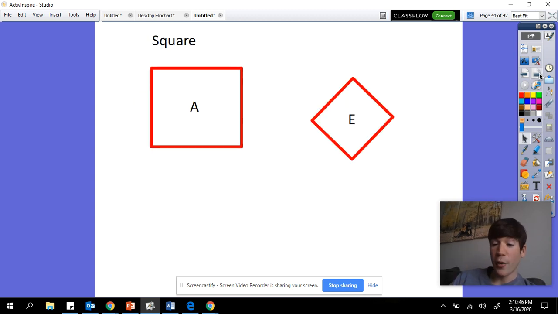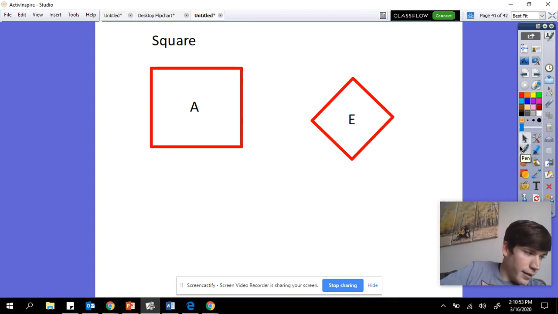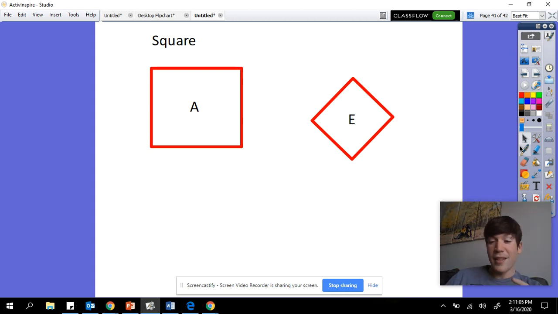So then we have that category of squares. If I was going to write down all of the different categories that a square would fit into, we would say definitely they are polygons, they are quadrilaterals, they are parallelograms, they are rectangles, they are rhombuses, and they are squares. So all six of those different categories we could say that they would fit in.